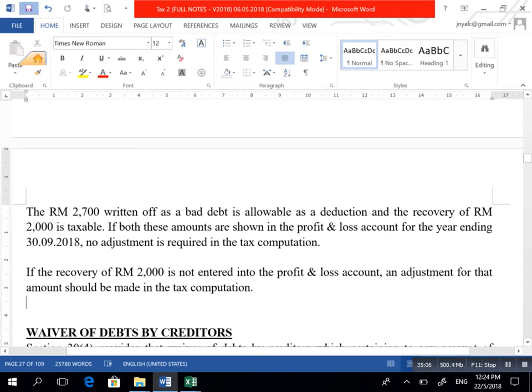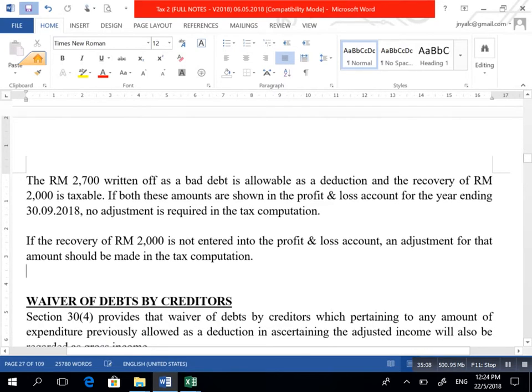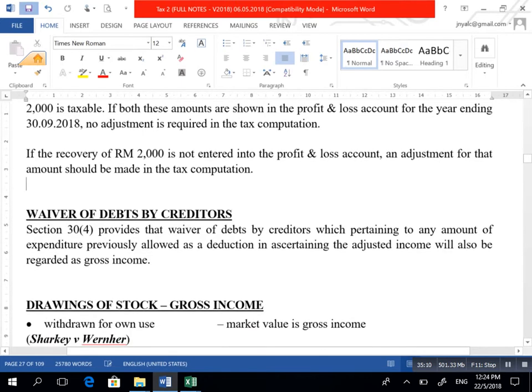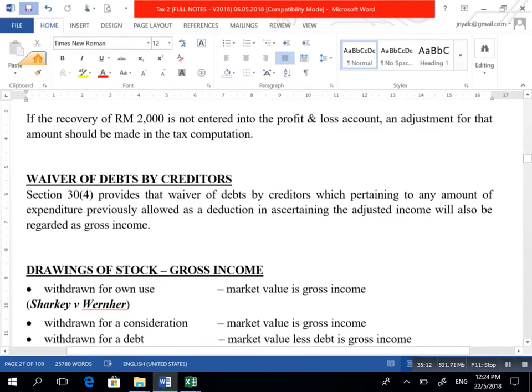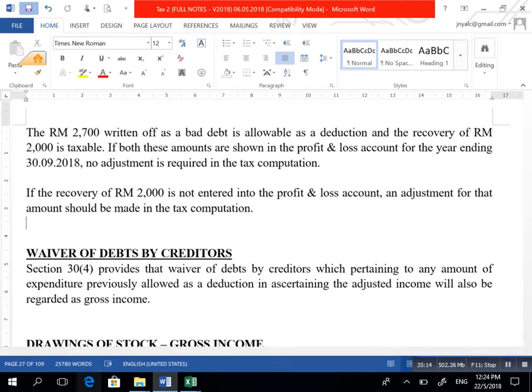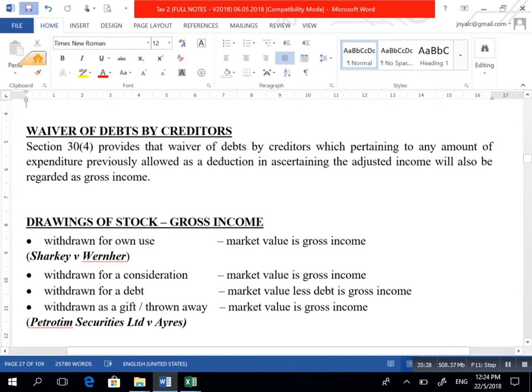Alright, now class. Next part, just now we talked about the bad debts related to customers, correct? Now let's talk about the debt owed to the creditor, that we are owing to the creditor. Sometimes the creditor might waive the debts. Waiver of the debts by the creditor means that actually you're owing to your creditor, but then they no longer need you to pay anymore. So the amount is waived already.